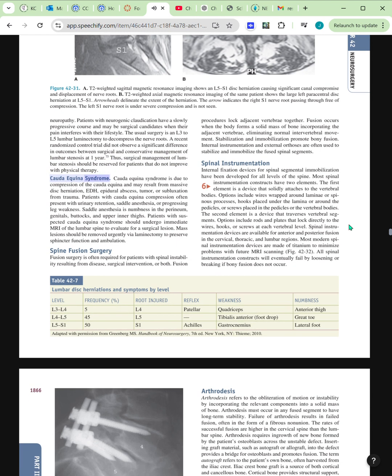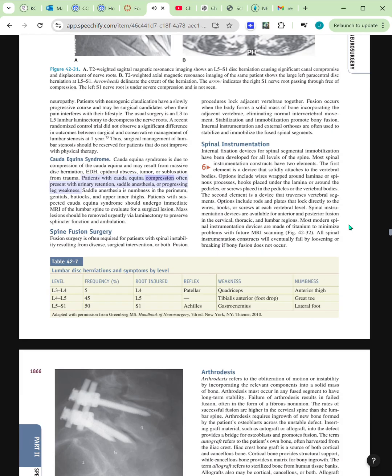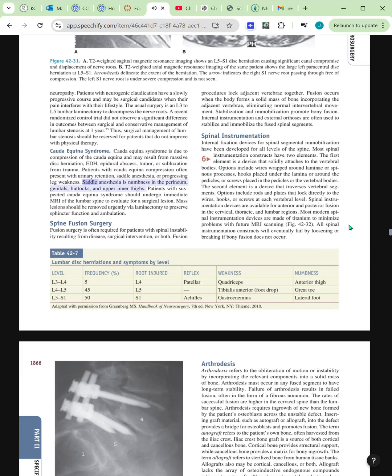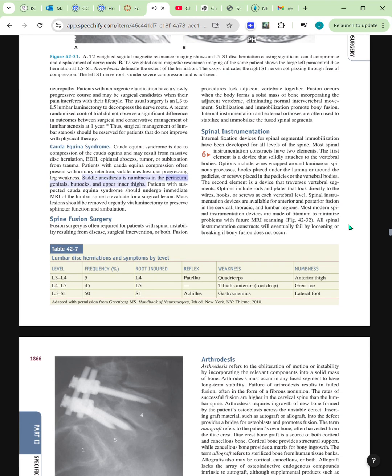Cauda equina syndrome. Cauda equina syndrome is due to compression of the cauda equina and may result from massive disc herniation, EDH, epidural abscess, tumor, or subluxation from trauma. Patients with cauda equina compression often present with urinary retention, saddle anesthesia, or progressing leg weakness. Saddle anesthesia is numbness in the perineum, genitals, buttocks, and upper inner thighs.